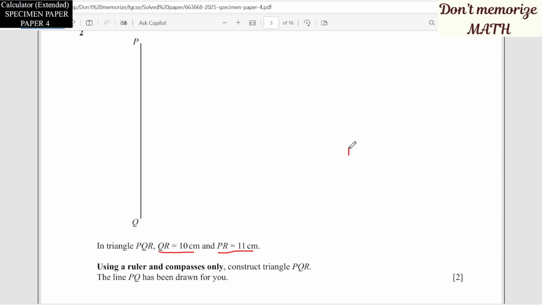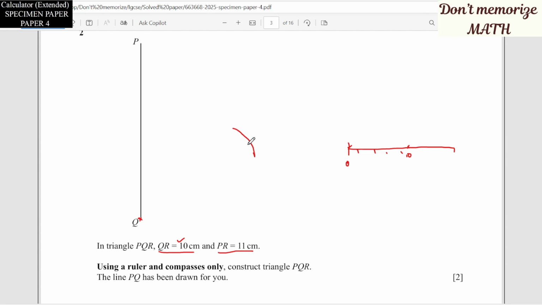Okay, so first take your ruler and take the compass. So first we need 10 centimeter. QR is 10 centimeter. So from Q we need to draw. You can keep the needle side of compass here. Keep the needle at 0 and we need 10 centimeters. So stretch the compass and keep the pencil at 10 centimeter. Okay, don't move the compass. The same way you can keep the needle in Q and just draw an arc here.